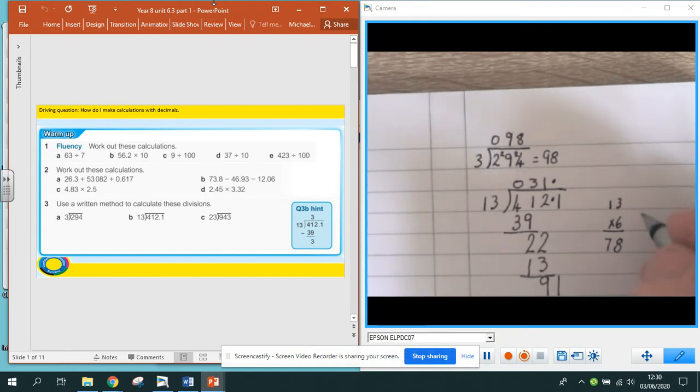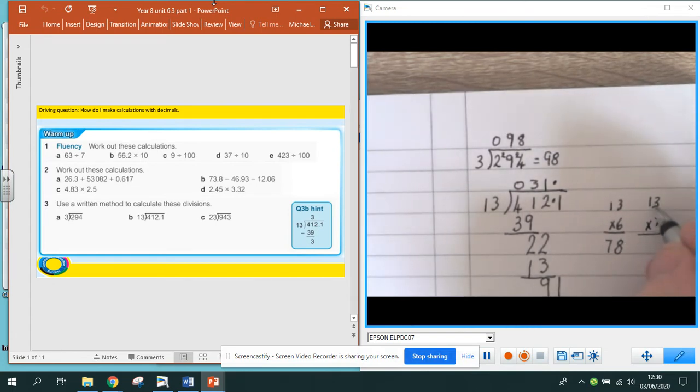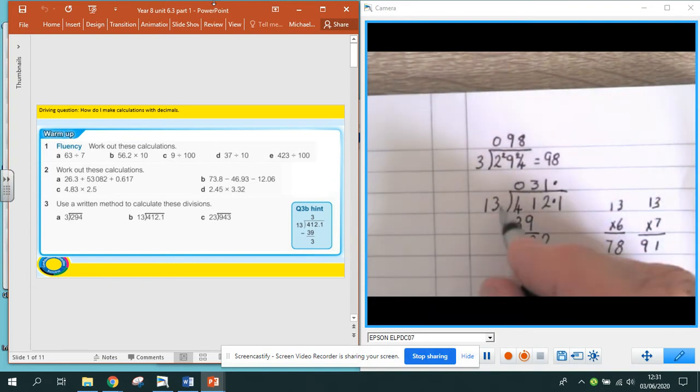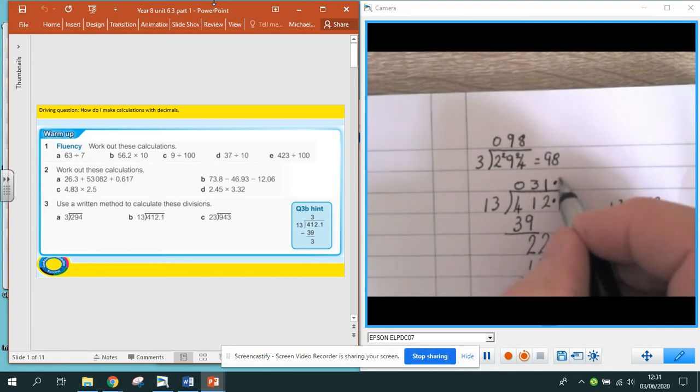Well, let's try 7. Let's try 13 times 7. 7 times 3 is 21. Put down a 1, carry the 2. 7 times 1 is 7. Add 2 is 9. 91. So I know that 91 divided by 13 is 7.